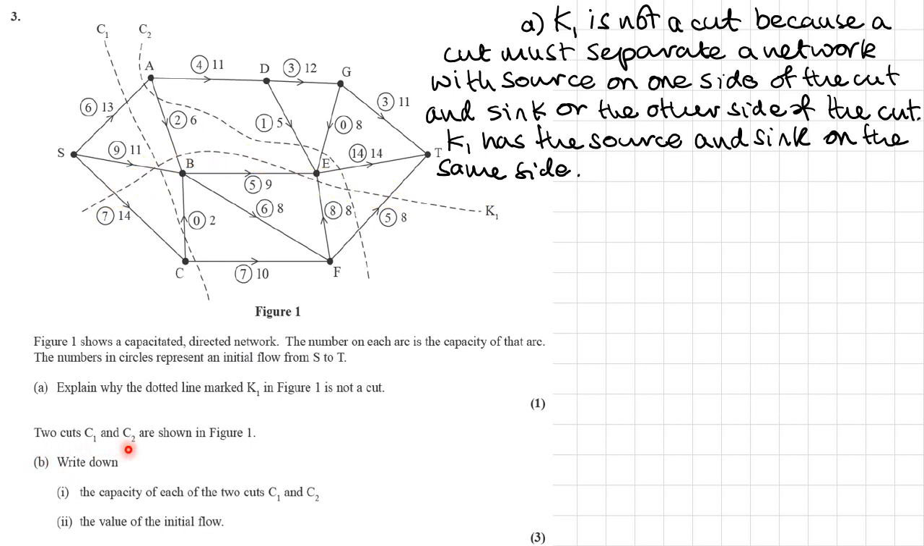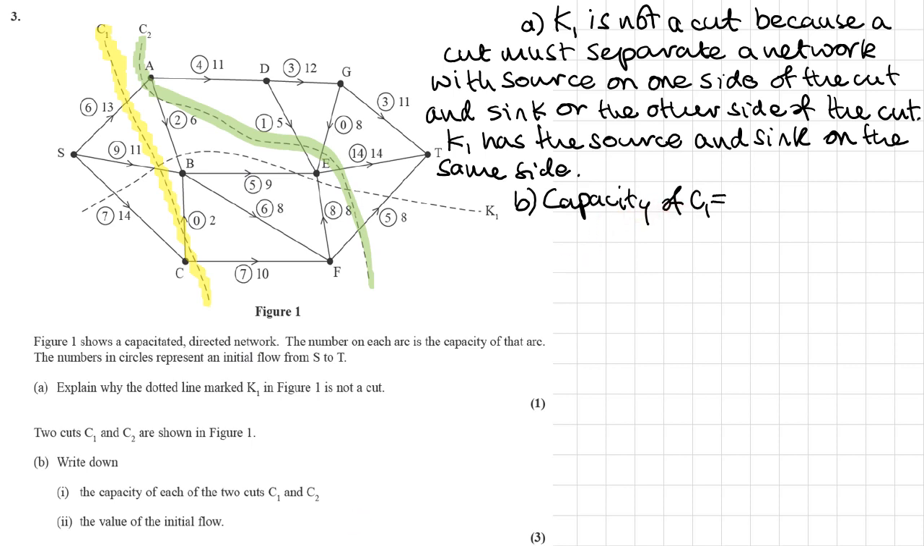Okay, two cuts C1 and C2 are shown in figure 1. So C1 here, let's highlight that. There's C1, and C2, let's highlight that in a different color, is here. Okay, like that. And in part B, what we need to do is to write down, first of all, the capacity of each of the two cuts, C1 and C2. So we'll start with the capacity of cut C1.